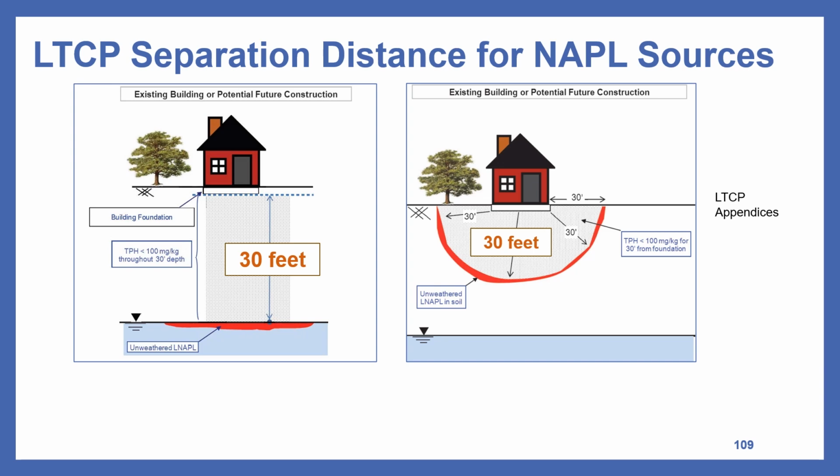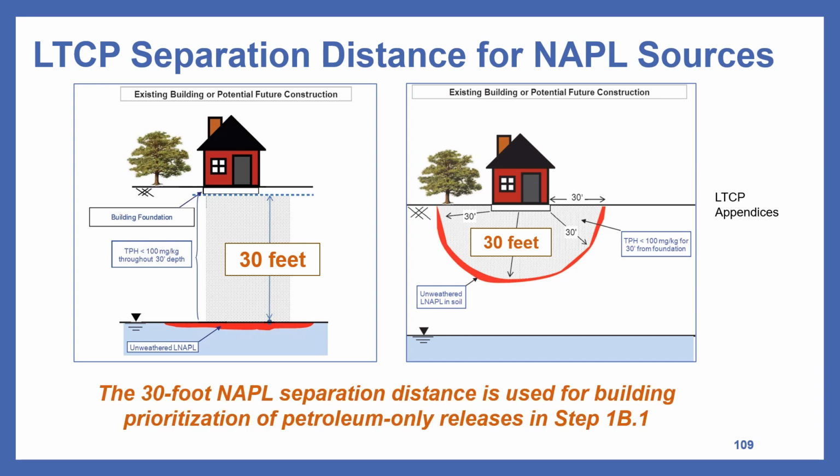On the right, we have a similar diagram, except in this case, we are looking at residual or non-mobile LNAPL bound up in the soil, and there's at least 30 feet distance between the subsurface source and the building foundation. Something that's important to keep in mind when using the SVIG for screening at petroleum-only sites, and specifically non-UST petroleum-only sites, is that in step 1B.1 for building prioritization, you can substitute the 30-foot NAPL separation distance for the 100-foot distance that's mentioned for chlorinated releases.